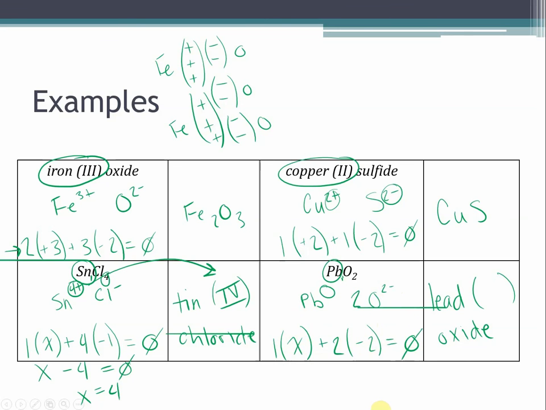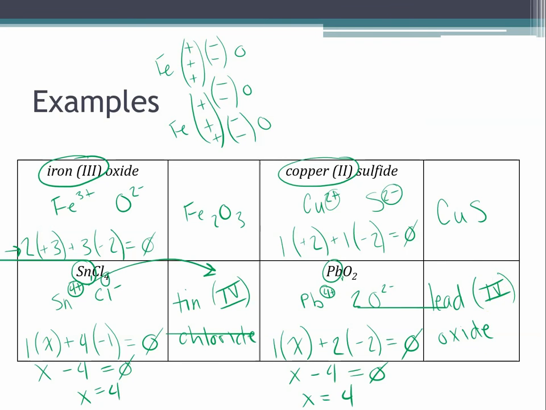Then we'll do our algebra. 1 times x is x. 2 times -2 is -4. So x minus 4 is equal to 0. This should be looking pretty familiar. X is equal to 4. So that means that this lead has a charge of 4 plus, which means that this is lead 4 oxide.